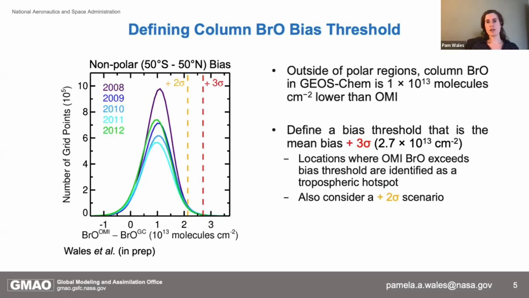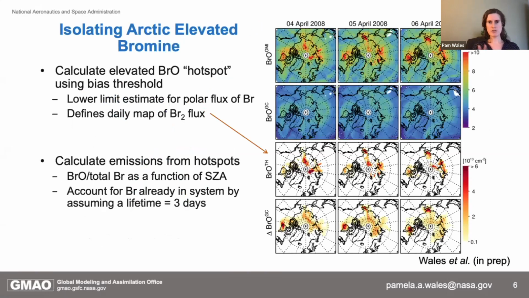This is going to be a lower limit estimate for what we think is being emitted from Arctic bromine. And then we do have a sensitivity study where we look at a slightly lower bias threshold. So going back to a couple days where OMI detects high amounts of BrO over the Arctic.